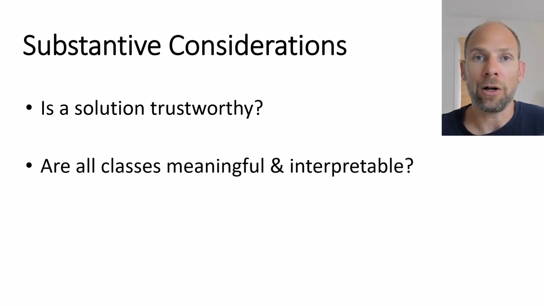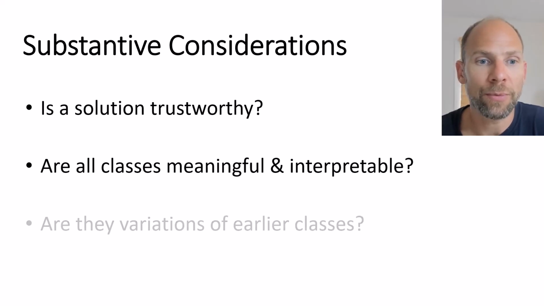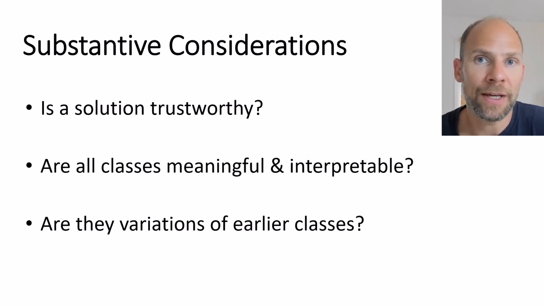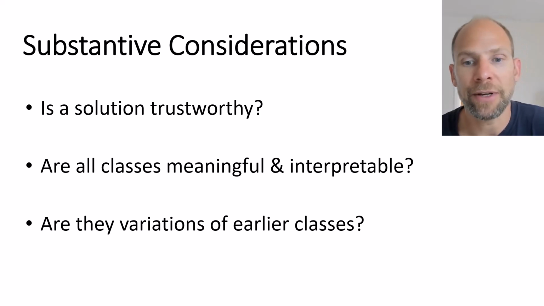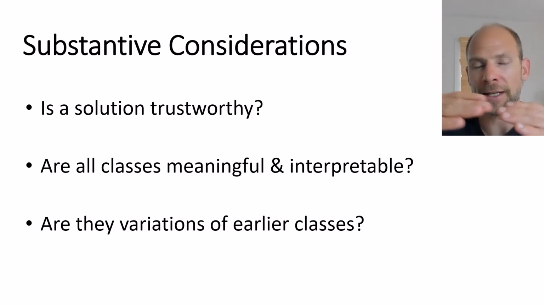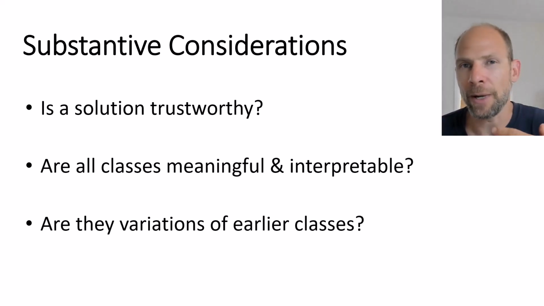So all classes in the model should be meaningful and they should be interpretable. And also one consideration is whether additional classes are merely variations of earlier classes. So if you have just a bunch of ordered classes that get added to the model that have the same general shape as previous classes and wouldn't be interpreted in a very different way, then it is questionable whether those additional classes are needed in order to summarize your data.